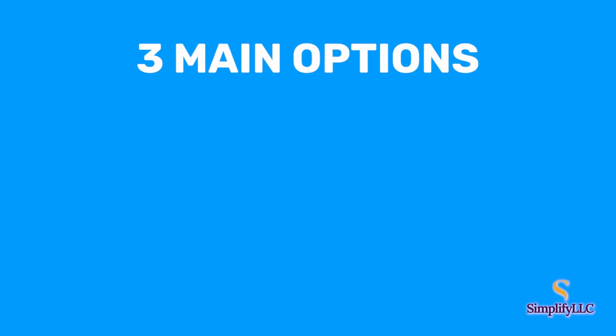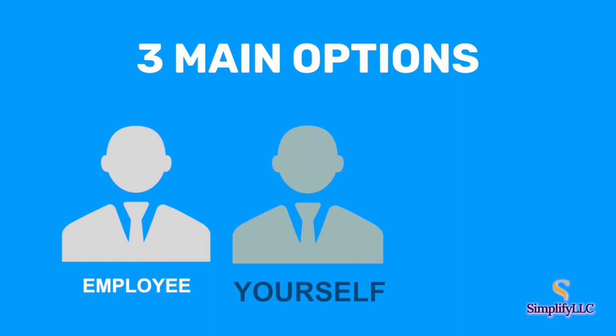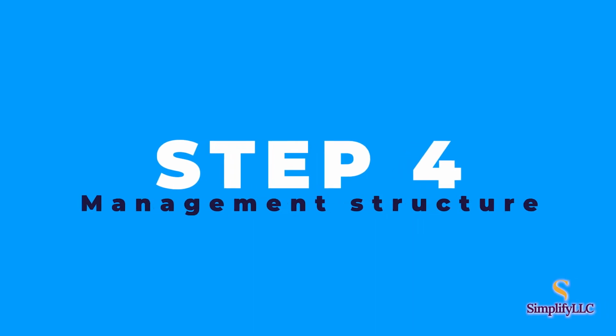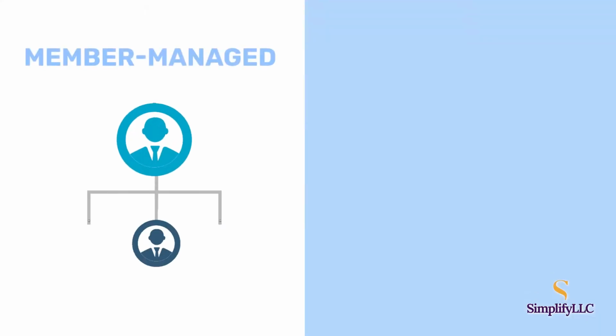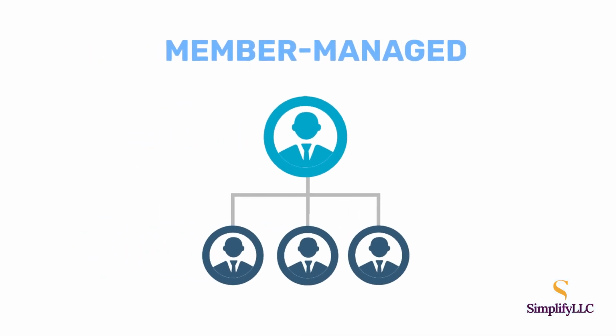The first is to become a registered agent yourself. You can also appoint another owner or employee of the company. Now, finally, you have the option to hire a professional registered agent service. Step 4, choose a management structure. Okay, the next step in forming your LLC is to select a management structure. The 2 management structures you can choose are member-managed LLCs and manager-managed LLCs. Member-managed LLCs are the more common among small businesses.